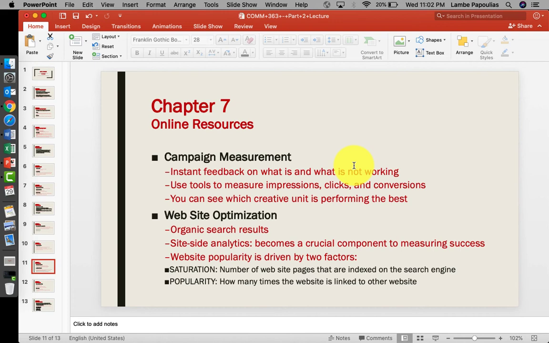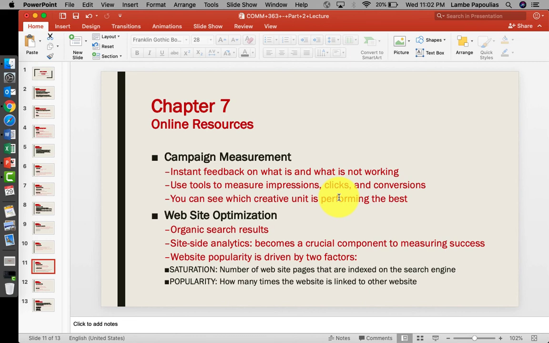I can say, okay, this one advertisement, I'm not marketing to people under 30. And these other 4 advertisements market to people under 30. So maybe that's something I need to consider and understand, that my target audience needs to be under the age of 30. So these are things that you can look at to see which creative unit is performing the best, and then you can alter and modify the ones that are not.